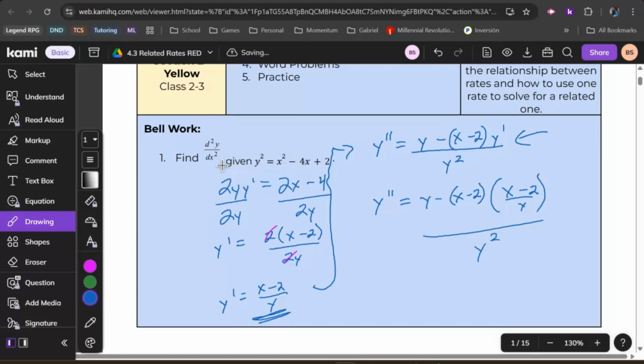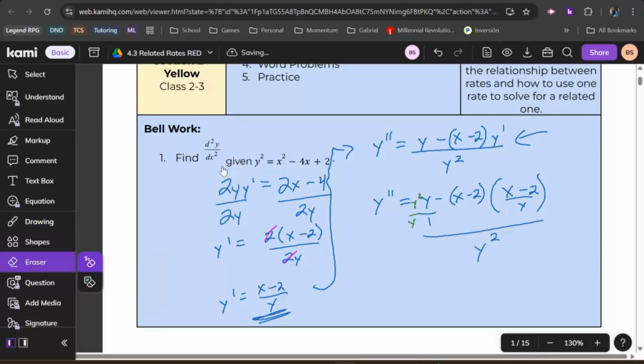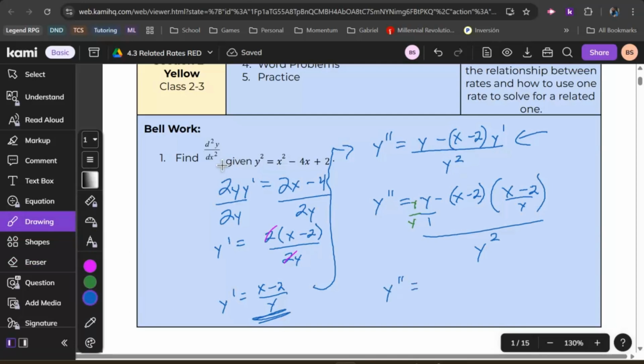Now, this fraction here already has a denominator of y. This one has a denominator of 1. So we're going to want to change that so that we can get a common denominator, so we can simplify these fractions. So what we're going to do here is multiply by y over y, and that'll get us the common denominator, because then we'll have y squared minus, and if you look here, x minus 2 times x minus 2 is also just going to be the same thing squared. And now that is all over y.